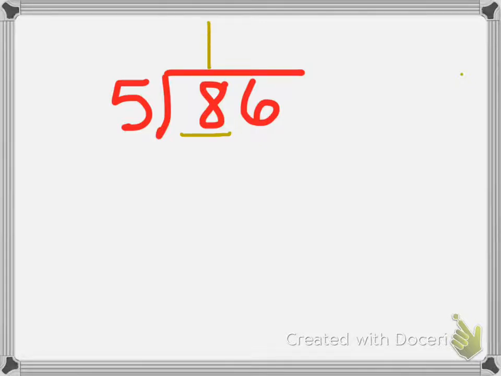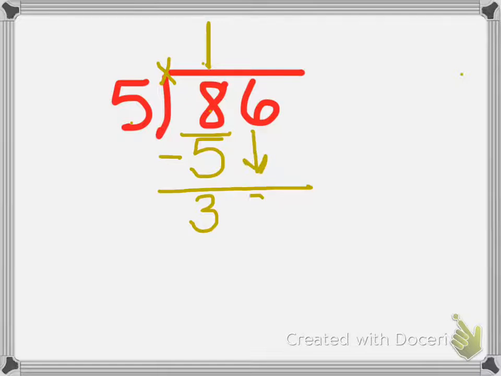Father says 1 5. Mother says, all right, I'll multiply your 1 5 by 5. So 1 times 5 is 5. Sister says, I'm ready to subtract. 8 minus 5 is 3. Brother says, all right, my turn. I get to bring down. Brother brings down the 6.